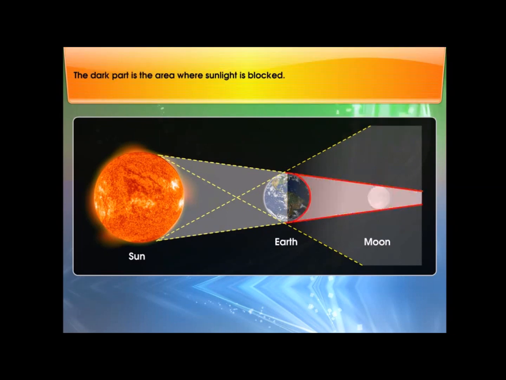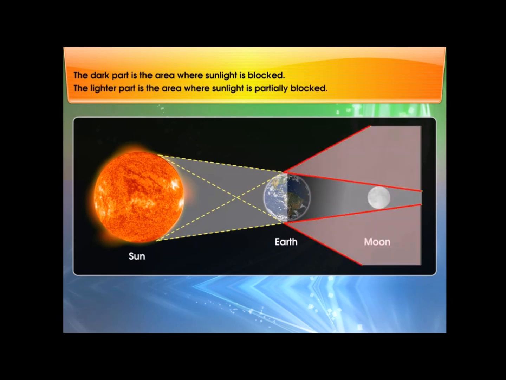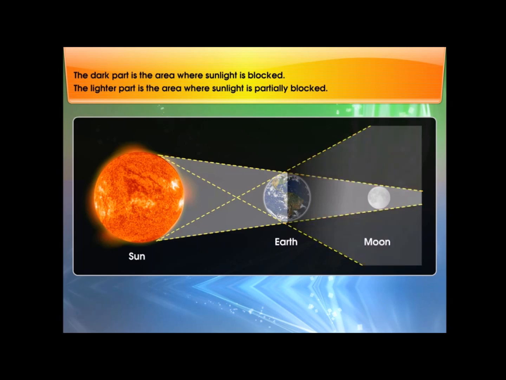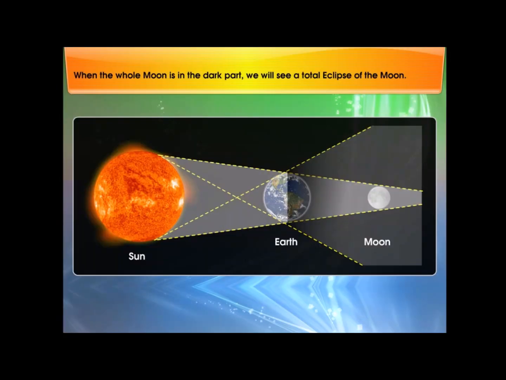The dark part is the area where sunlight is blocked. The lighter part is the area where sunlight is partially blocked. When the whole moon is in the dark part, we will see a total eclipse of the moon. A total eclipse of the moon can last from a few seconds to a few minutes.